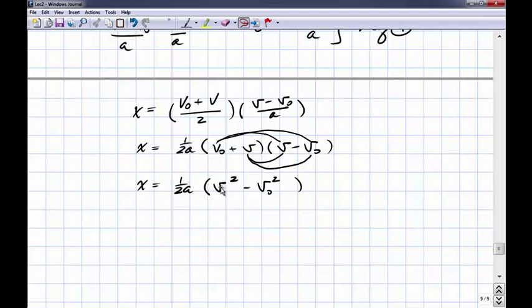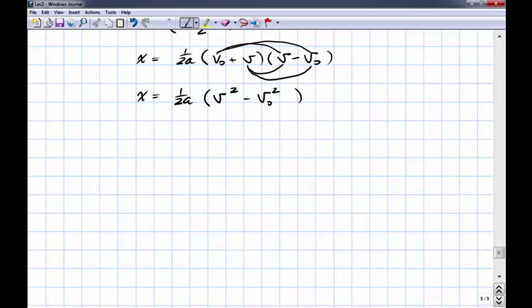Now notice that I only introduced the 2 surviving terms because if you notice, v0 times negative v0 is negative v0 squared. Then we have the v0 times v. We also have a v times negative v0. Those 2 terms cancel out. And if you don't see that, please pause the video, carry out the full FOIL operation, and prove to yourself that the 2 middle terms do in fact cancel out.